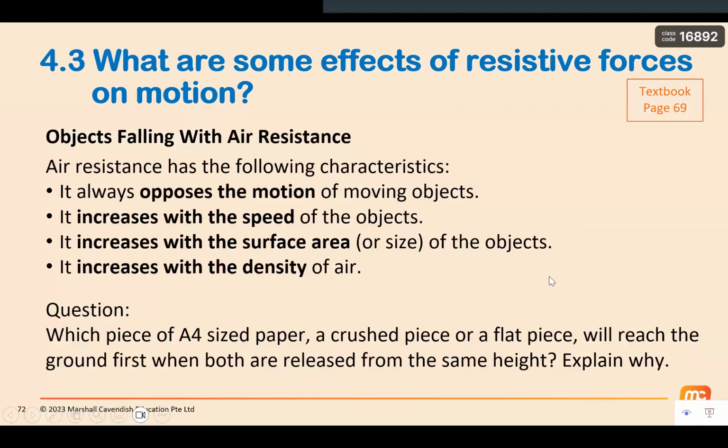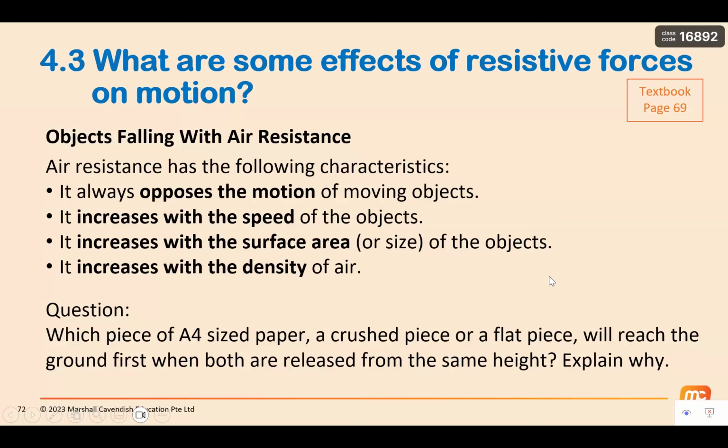Okay, but now let's look at objects falling with air resistance. We know that objects do not always fall without air resistance. In fact, when objects fall from a great height, there will definitely be air resistance acting on them. So with air resistance, the object will not undergo a constant acceleration of 10. But before we look at the velocity time graph for an object falling with air resistance, let's understand some of the characteristics of air resistance.